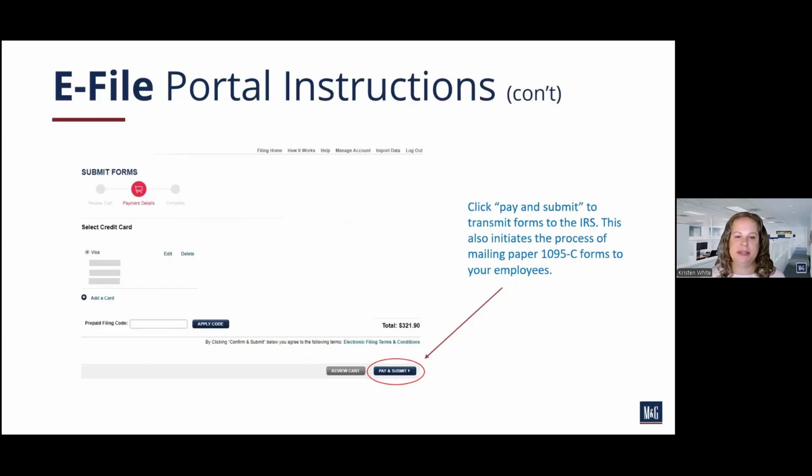Okay, step 2. So Nelco describes this step as a point of no return. You will see a message on your screen, important. Once you submit your forms, we cannot stop the filing or printing. It's like dropping your forms in a mailbox at the post office. After this point, the only way you can make edits is by filing a correction. So once your payment information is saved and you're ready to submit, click Pay and Submit.